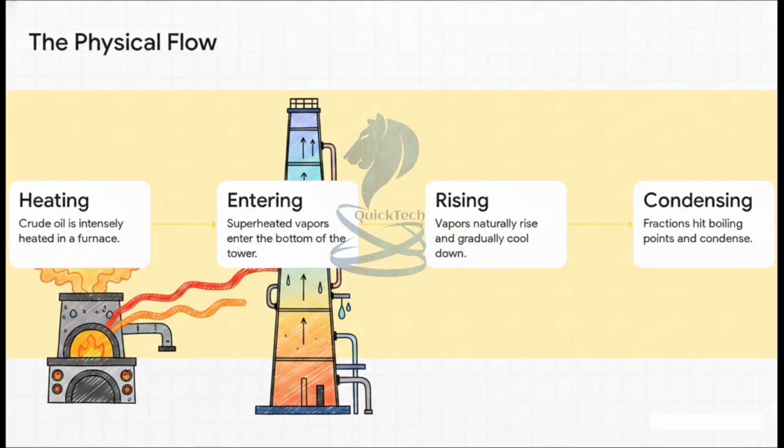All right, so let's break down exactly how this giant thermal sorting machine actually works. It's basically a four-step physical flow. First off, the crude oil gets heated intensely in a furnace. Second, this superheated mixture, which is mostly vapor at this point, is pumped right into the very bottom of the towering column. Third, because heat naturally rises, those vapors start traveling up the tower. And as they get further and further away from that furnace at the bottom, the environment gradually cools down. Finally, step 4. As the vapors cool, different fractions hit their specific boiling points and condense back into liquids at very specific heights, where they're easily collected. So it's just this continuous, bottom-up journey of vaporization and condensation.